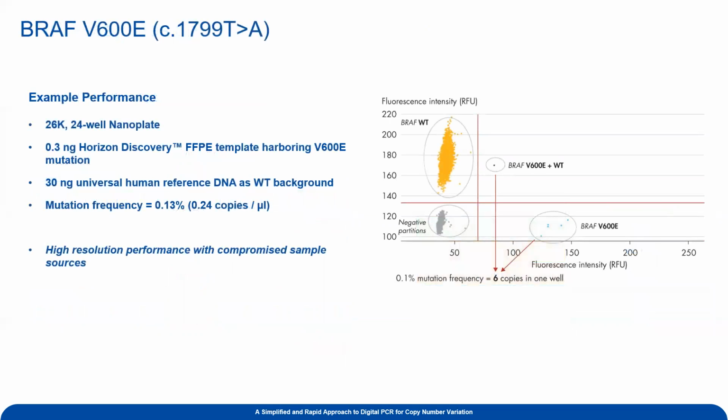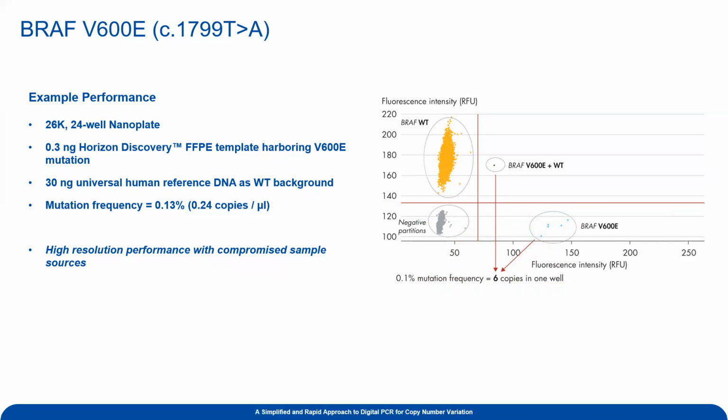So what we ultimately see whenever we're doing these SNP types of experiments is going to be shown by this example here. So this is using one of our 26K plates. And here we basically just spiked in Horizon Discovery FFPE, formalin-fixed paraffin-embedded tissue samples. So these tend to be very difficult samples to work with. They've gone through that fixation process and that paraffin embedding process, which creates things like inhibitors, abasic sites, and really tends to, I guess, muss up your downstream applications. So we spiked 0.3 nanograms of that into 30 nanograms of universal human reference DNA, and we measured the mutation frequency with one of our dPCR SNP assays.